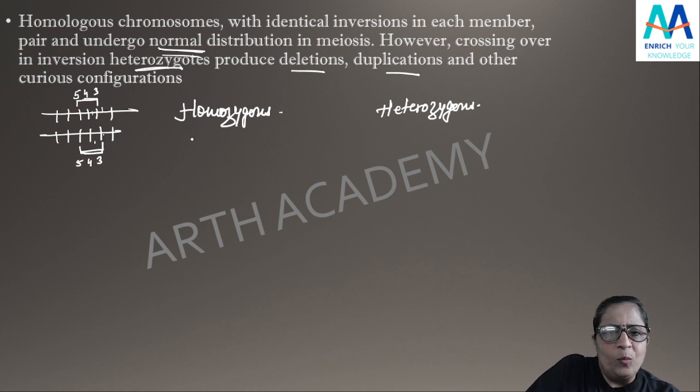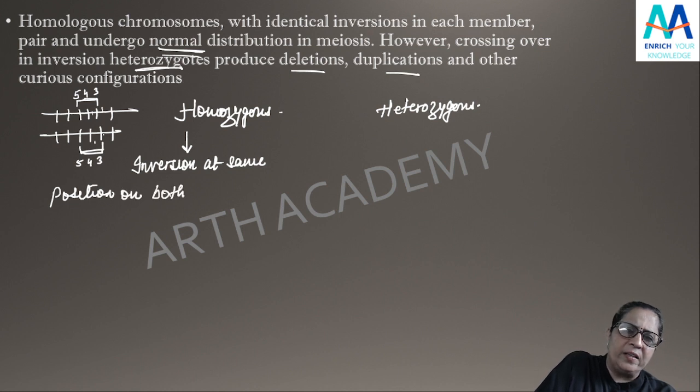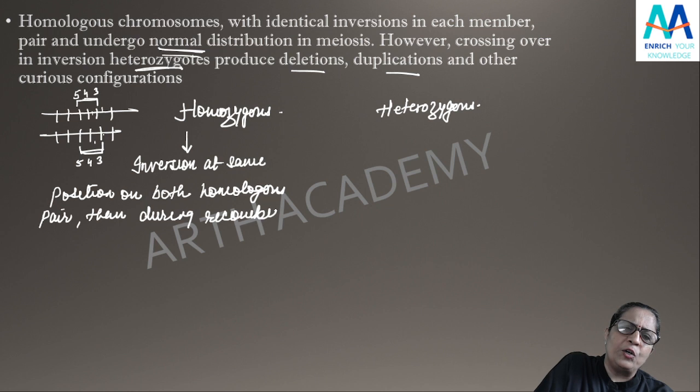Now what is a homozygous inversion? If the inversion happens at the same position on both homologous pairs, then what happens? During recombination, after crossing over, a normal response is seen.